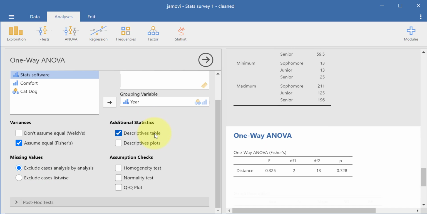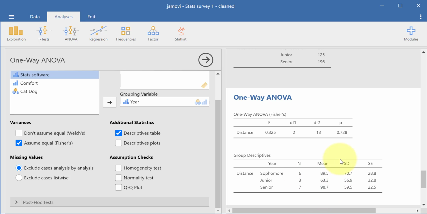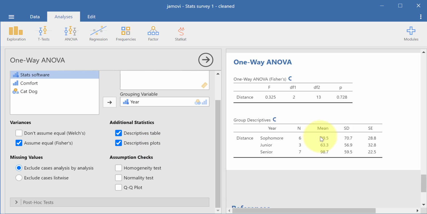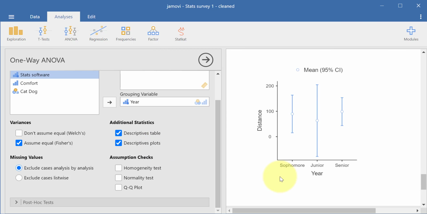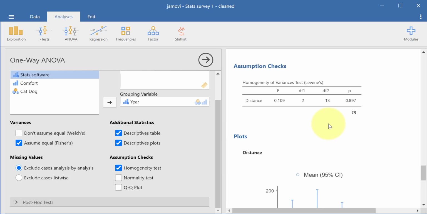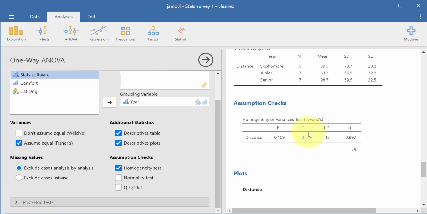We can have our descriptive tables, which just show us the same thing that we already found up here in our descriptives. You can plot it out because that might be helpful to see. A homogeneity test is good because we want to see if our variances are equal. And I'm going to save the post hoc test.